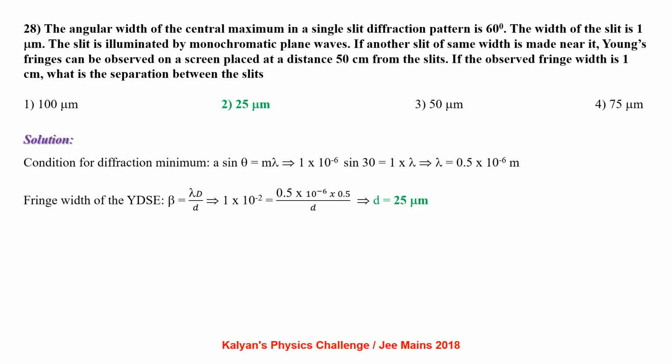Condition for diffraction minimum, a sin theta equal to m lambda, that is 1 into 10 power minus 6 sin theta equal to 1 into lambda. So lambda equal to 0.5 into 10 power minus 6 meter. Fringe width of Young's double slit experiment, beta equal to lambda D by d, that is 1 into 10 power minus 2 equal to 0.5 into 10 power minus 6 into 0.5 by d, which gives us the separation between the slits to be 25 micrometer.